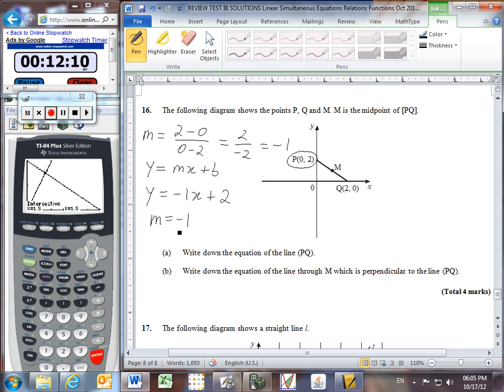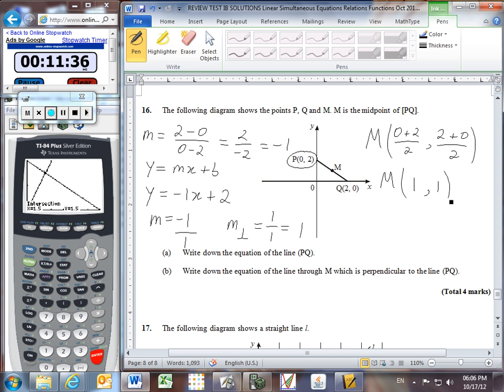What's the negative reciprocal of -1? If you're a little stuck on that, write it as a fraction, -1 over 1. You find out then that the negative reciprocal is positive 1 over 1, which equals 1. So there's our new slope, and we know that it passes through M, the midpoint. Let's find that midpoint. We know that it's going to be the average of the x-coordinates and the average of the y-coordinates. And so the coordinates of M are 1, 1.